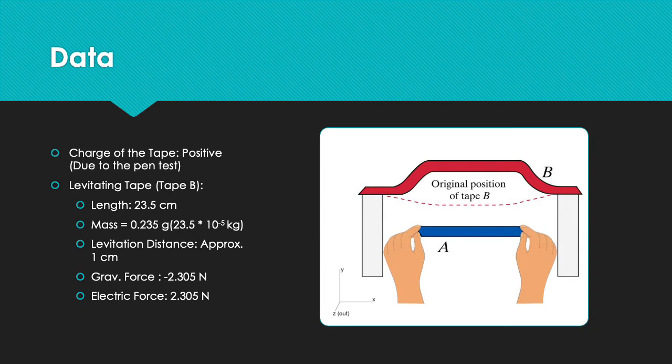It levitated when tape A was 1 centimeter away from it, and the gravitational force was negative 2.305 newtons. Its electric force was 2.305 newtons, and this satisfies the law of equilibrium, as when we add them up they are equal to 0, but they have the same magnitudes. So let's move on to the updated model from Lab 1.